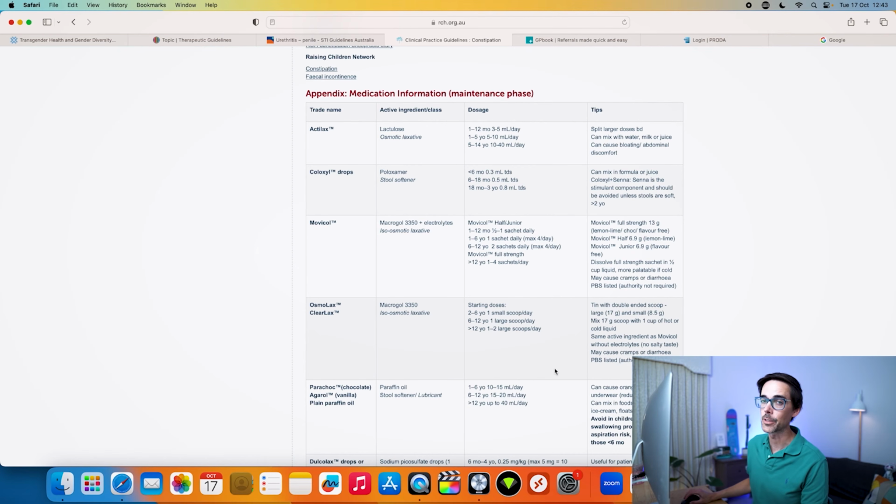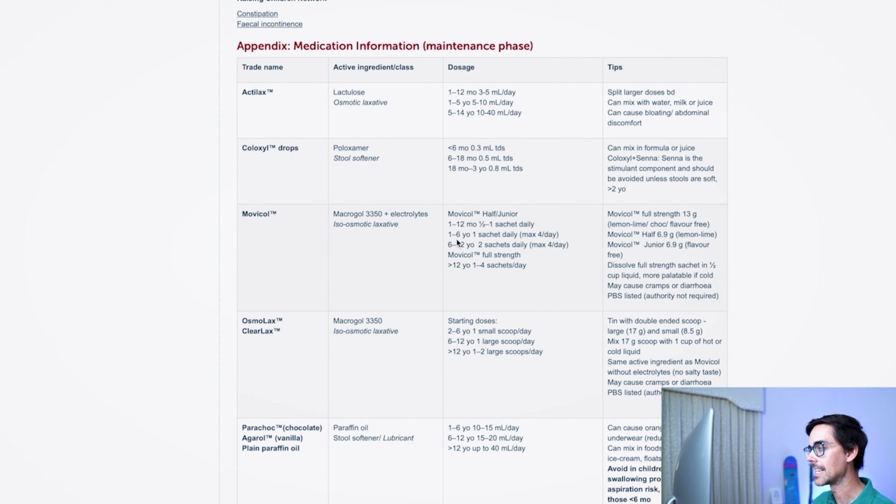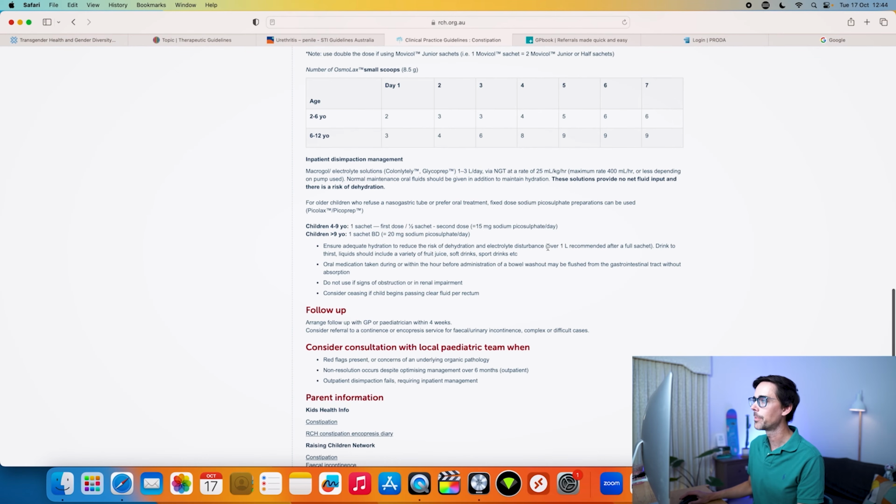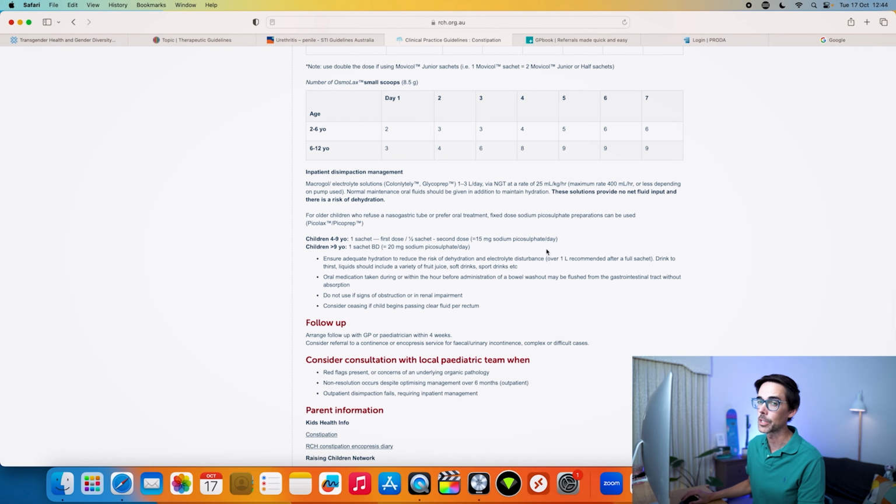And more often than not, they're a little bit older, but the dose is still very small. So I find that these guidelines are really great just to make sure that the kids have the right dose depending on the age. So we're talking about Movicol. And again, if you have a 6-year-old or a 7-year-old, they really should be having 2 sachets daily, even going up to 4 sachets a day. And again, if you scroll back up, they have the disimpaction regimes, which are really, really useful.